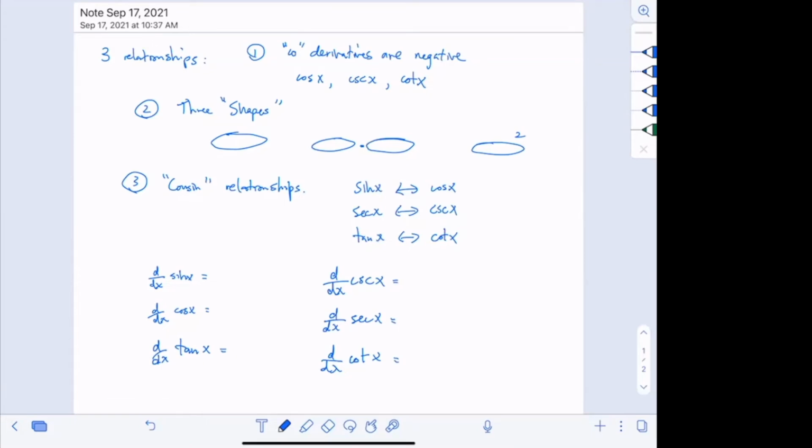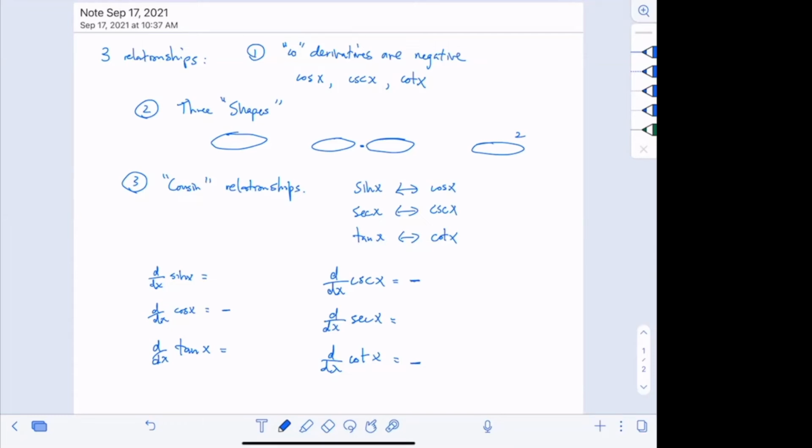Let me just remind you of how this works. I realize I'm totally repeating the video lecture, but I think this is important enough that I should go over it again. The derivative of any co-thing is negative. So that means that this derivative is negative, this derivative is negative, and this derivative is negative. Does that make sense to you all?